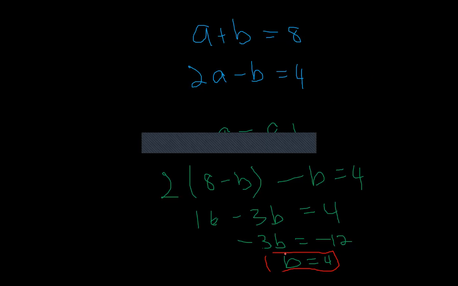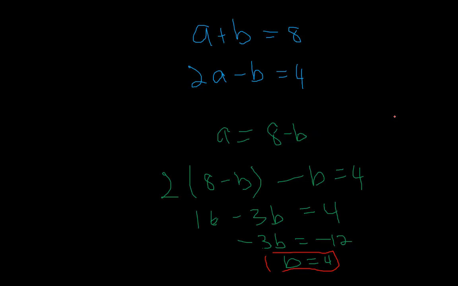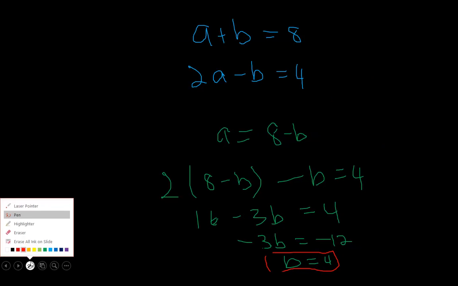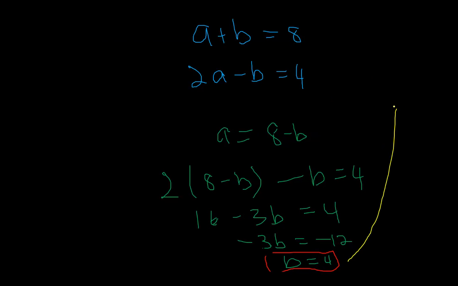All right, now we know the value for b. b is 4, but we don't just stop there. Why? Because we need the values of b and a. So now that I know that b is 4, I can go back to my first equation: if b is 4, then a plus 4 is supposed to give me 8.